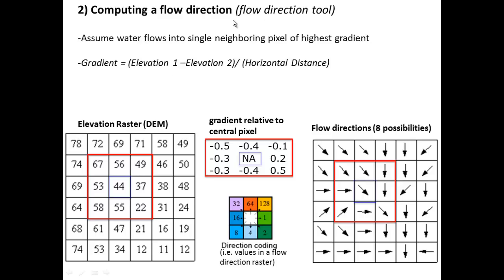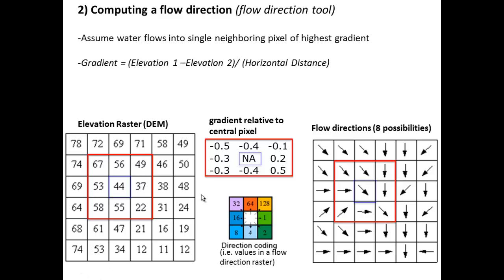Okay, the second step, once we've filled our DEM, is to compute a flow direction. And we do this with the flow direction tool. And the algorithm for this basically considers each pixel in turn, and it asks, from this pixel, into which neighboring pixel would water naturally flow? And of course the answer is the water will flow downhill. Or in other words, it will flow into the adjacent pixel to which it has the highest gradient.